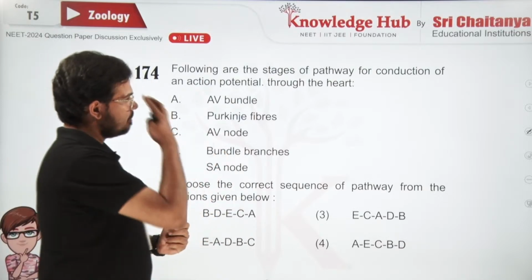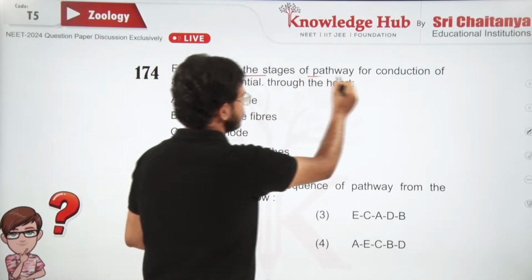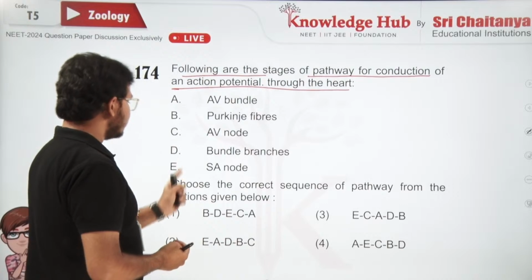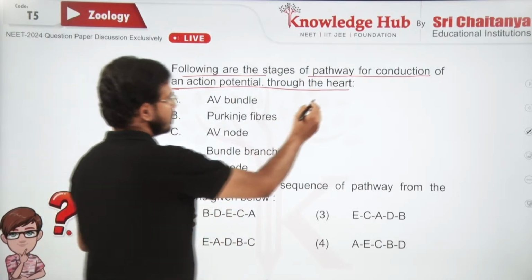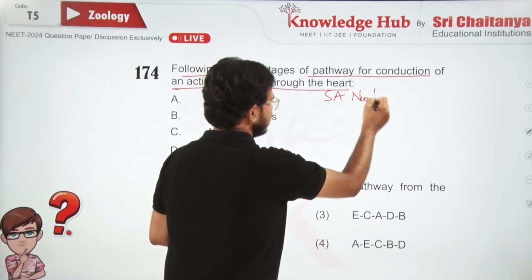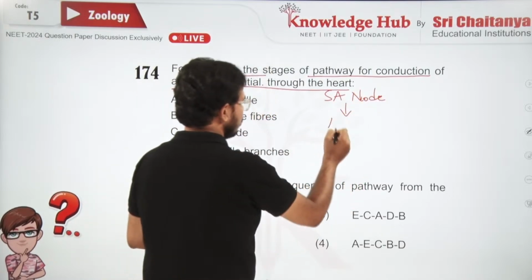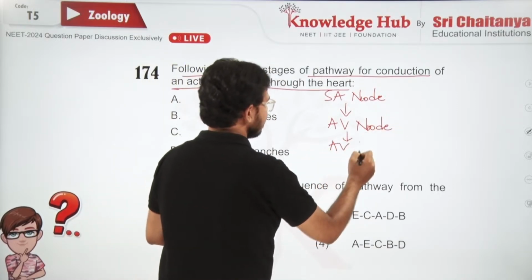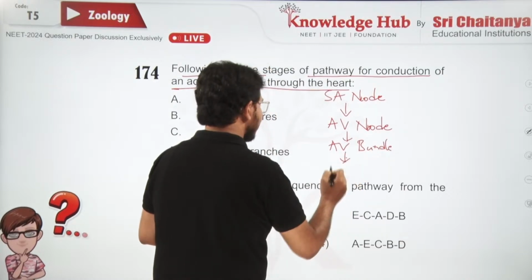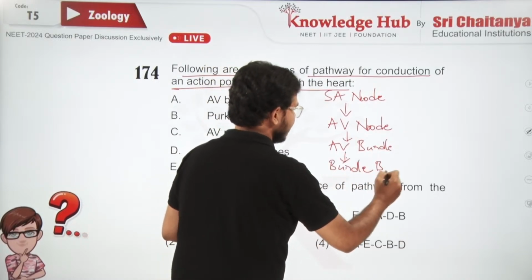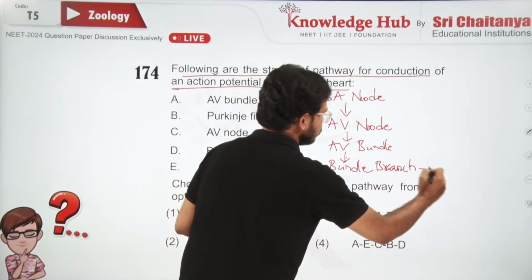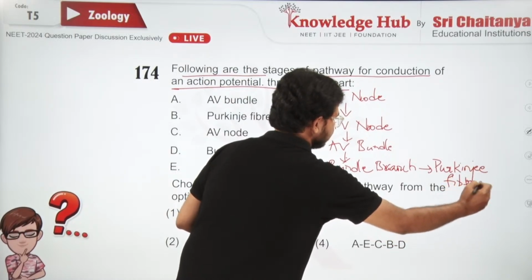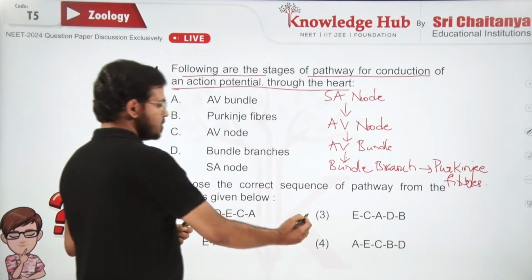This is a question from heart. So, following are the structures of pathway for the conduction of action potential through the heart. So, you can just read over all the 5, A, B, C, D, E. So, the conduction starts from SA node, sinoatrial node, which is called pacemaker of the heart. Then it goes to AV node, atrioventricular node, and from there it goes to the AV bundle, and from AV bundle to the bundle branch. And from bundle branch it goes to Purkinje fibers. So what is the correct option over here? Option 3 is correct.